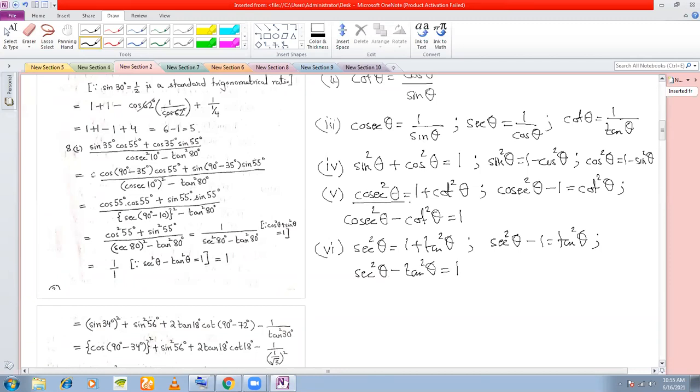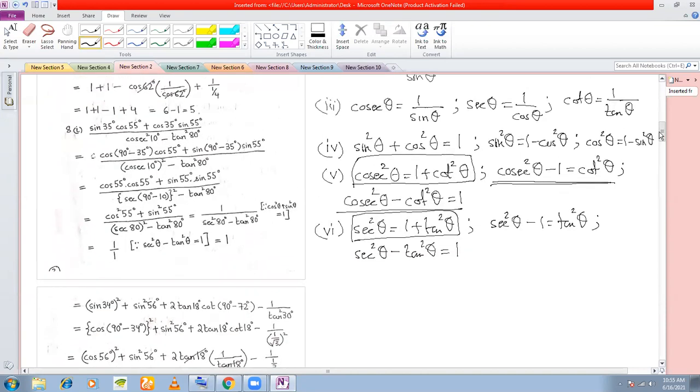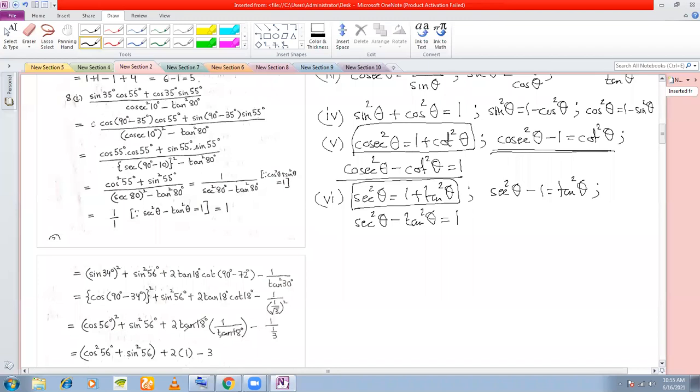This is the main identity. From this you are getting this and this. But we will be using these also directly. Similarly here, this is the main identity. So let's start. Of course complementary angles are there, and the first few sums you will see are based on complementary angles. We'll be discussing a few sums.